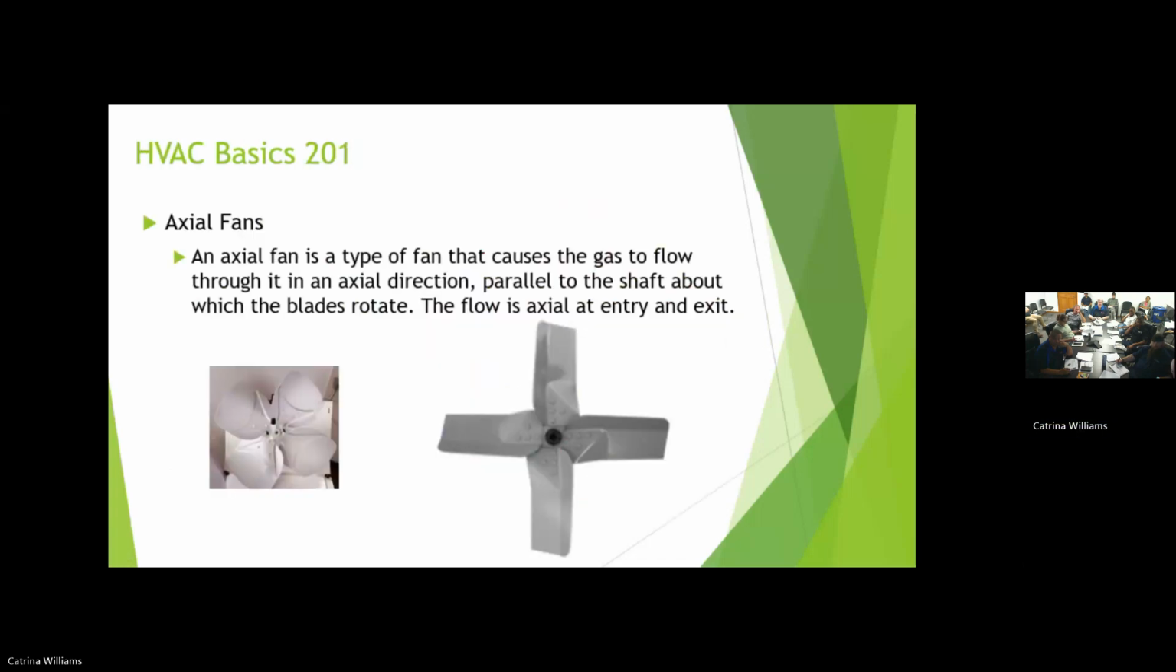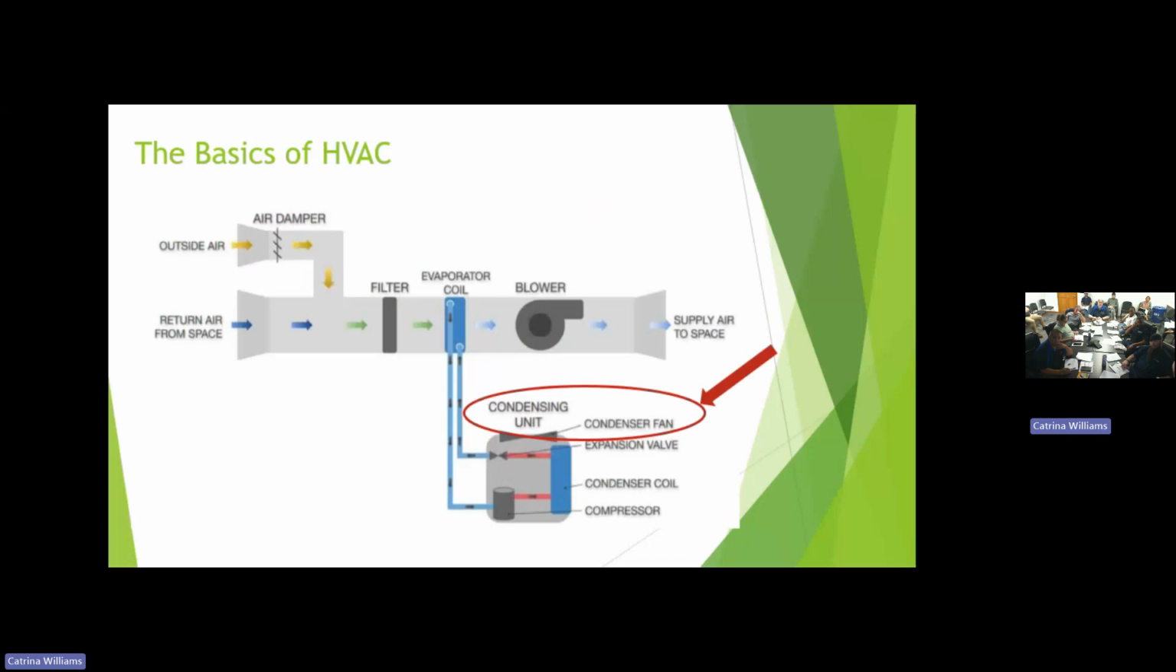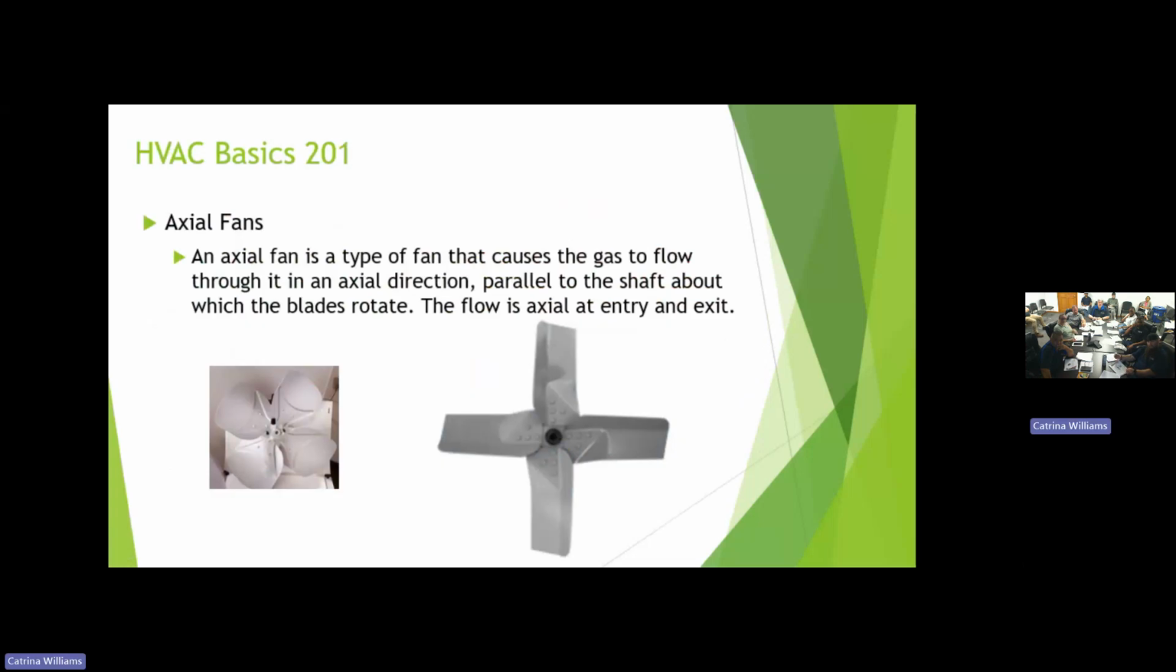So if you look back up at it, the condenser fan up on top, that's what pulls the air through the condenser coil and exhausts it outside in the atmosphere. Well, this is what a condenser fan looks like. It's an axial fan. A prop fan, as it's commonly known, but the axial fan causes the air to flow in the axial direction parallel with the shaft. So we don't change direction.